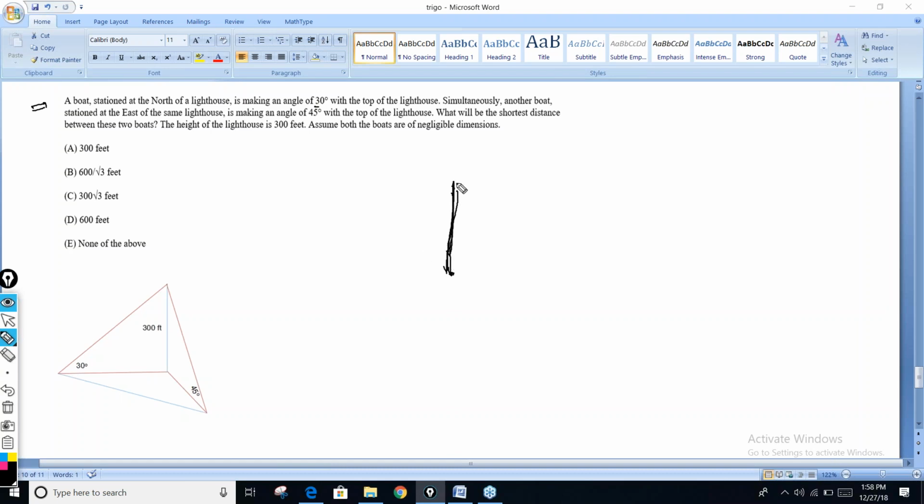A boat is somewhere here, this is straight, right? This is standing on the ground. So a boat is somewhere here, and the top of the lighthouse is making an angle of 30 degrees with the boat. Simultaneously another boat is stationed at east of the same lighthouse, making an angle of 45 degrees with the top of the lighthouse. So another boat you can see is somewhere here, let's say, which is making an angle of 45 degrees.